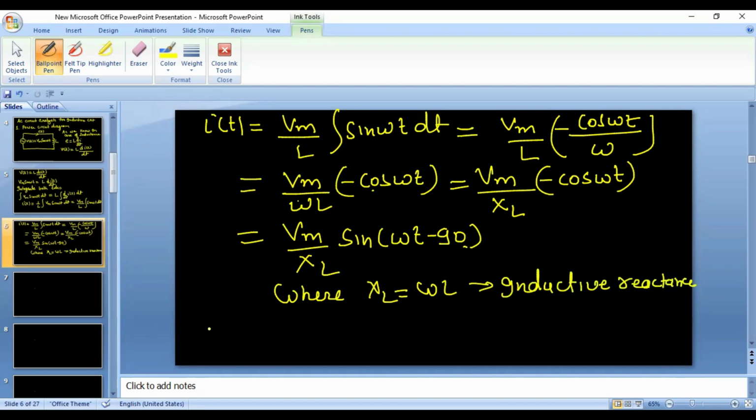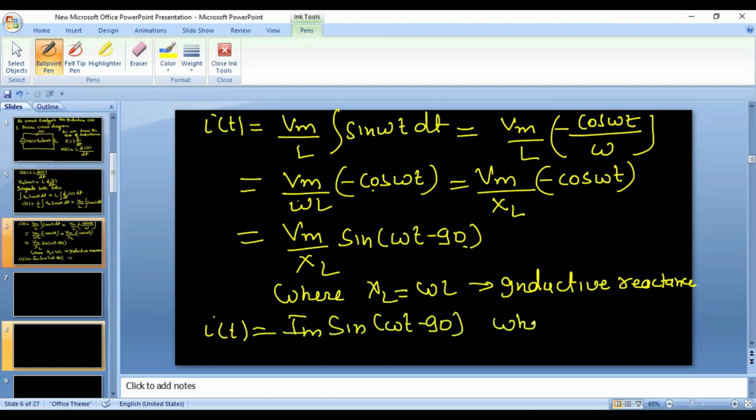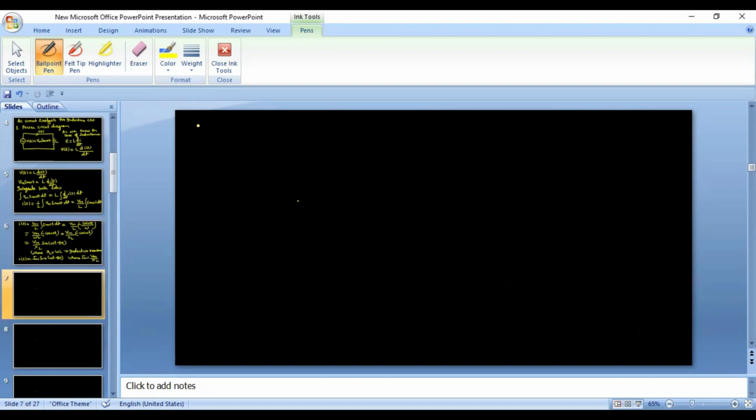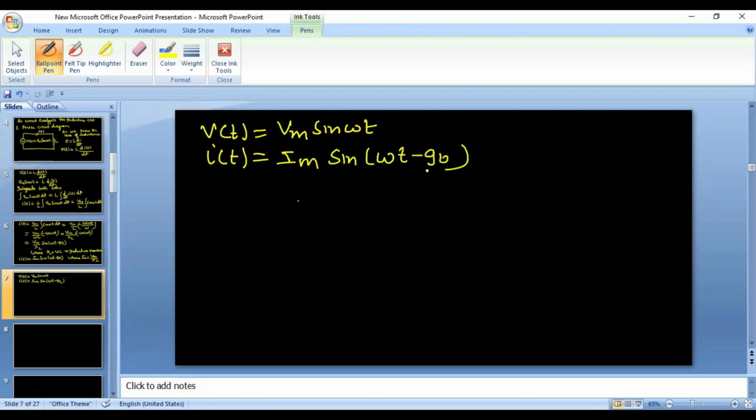Now finally, what I get is It equal to Im sin of omega t minus 90, where Im is equal to Vm by XL. As we know, the supply voltage equation is Vm sin omega t, and for a purely inductive circuit, the current equation is Im sin of omega t minus 90.